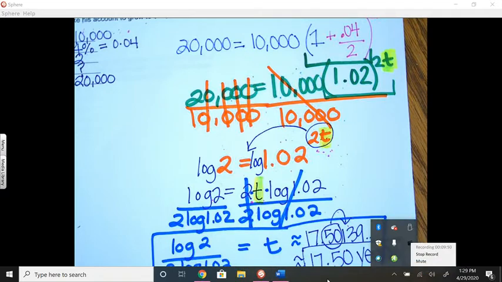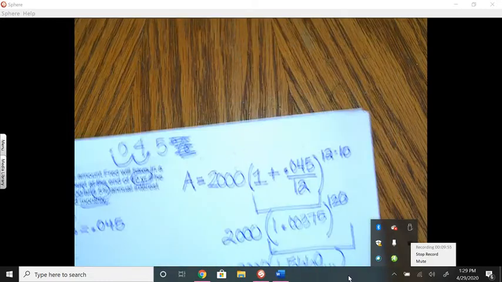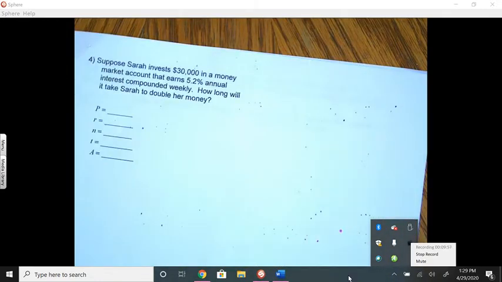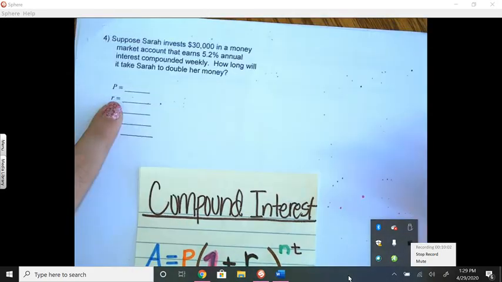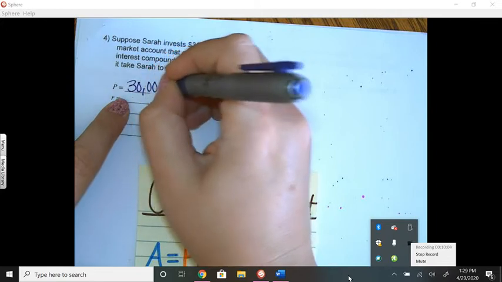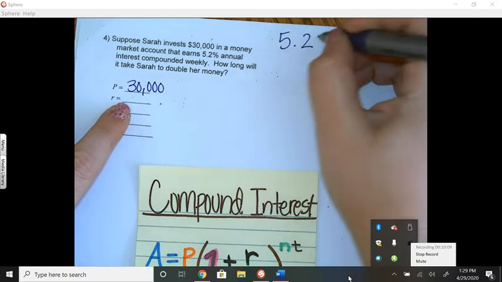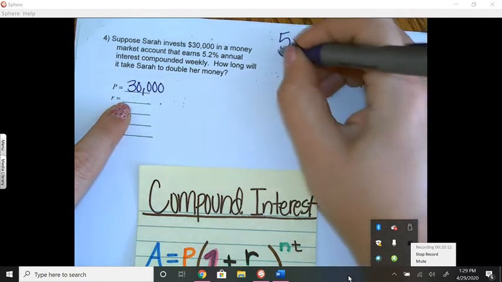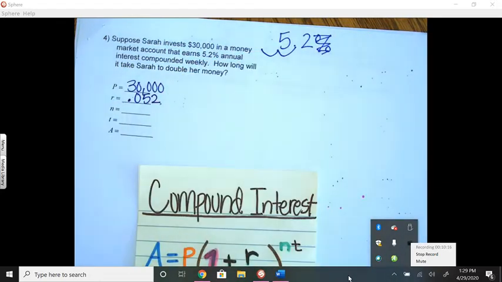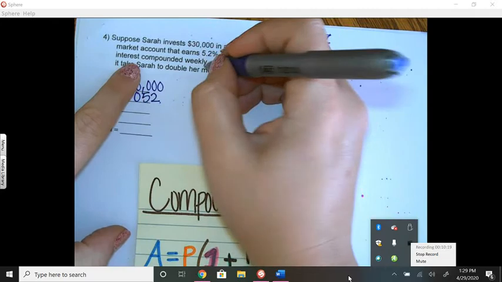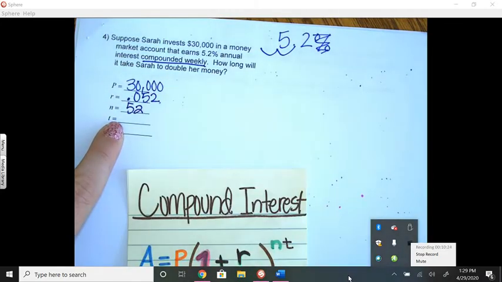So let's go ahead and take a look at another one here. So here's our formula. It says, suppose Sarah invests $30,000, so that's the principal, that's how much she starts with, in a money market account that earns 5.2%, so we get rid of the percent by moving the decimal over twice to the left, so it'd be 0.052. Compounded weekly, so that's how we know N is 52, because there are 52 weeks in a year.